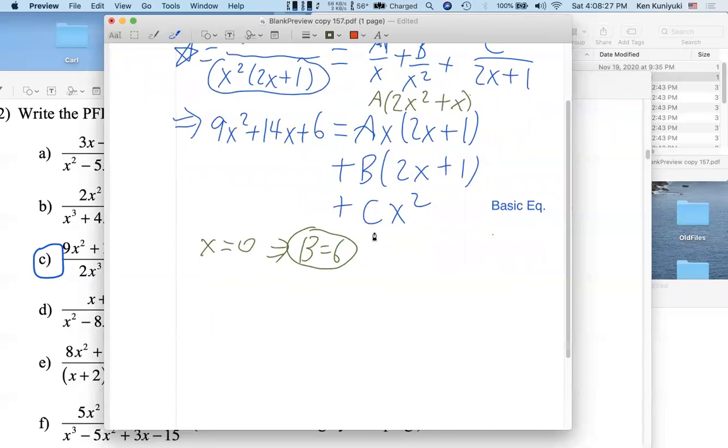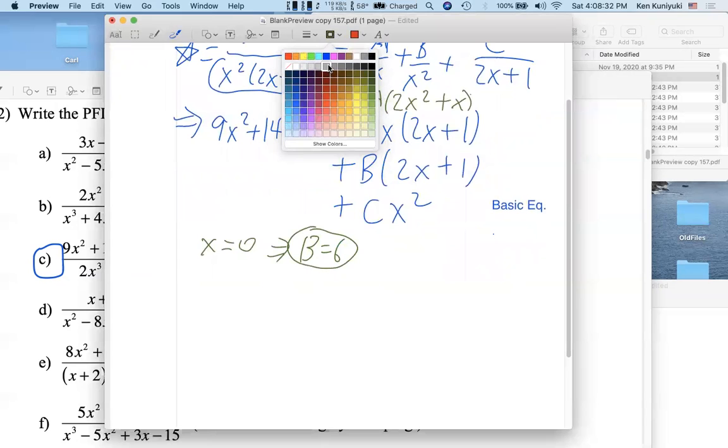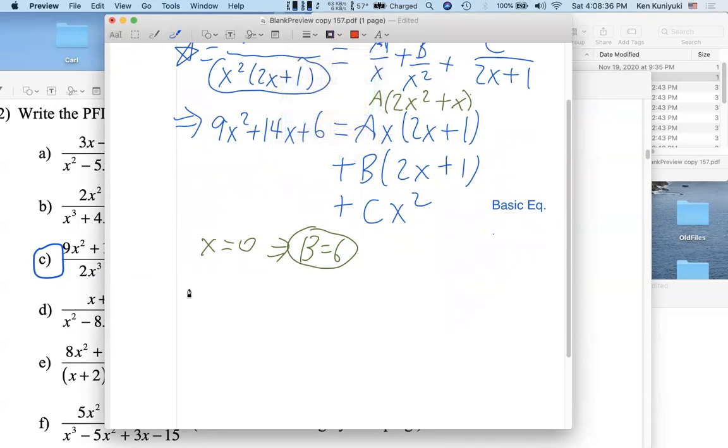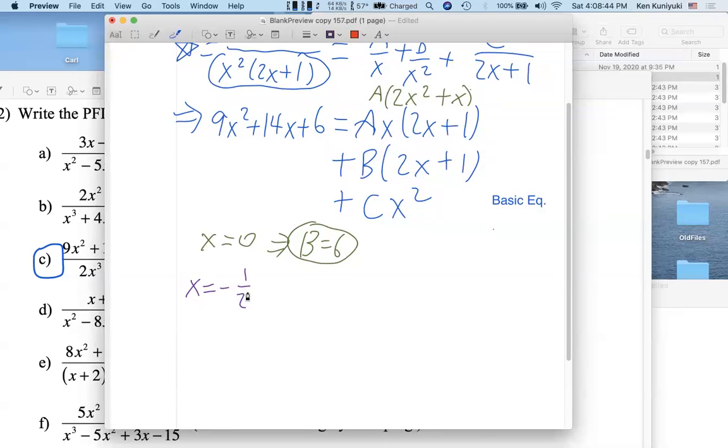If you plug in -1/2, you've got to be careful though. I'll do this in purple. So what if we try x equals -1/2? Did you try that? I did not try that. Oh, okay. I might recommend that, because notice that makes both this and this equal to 0.